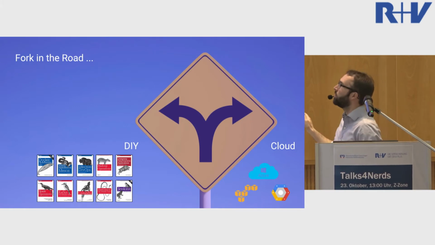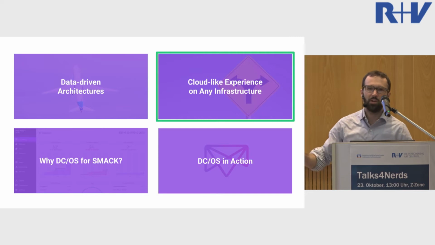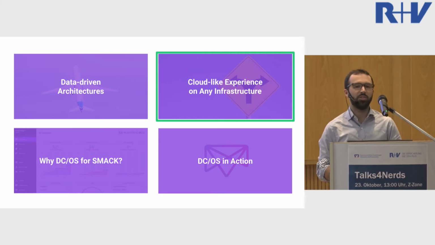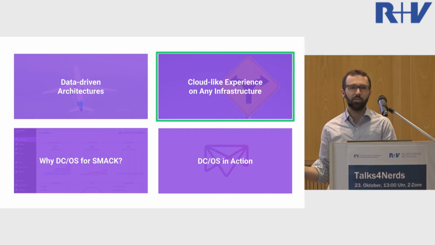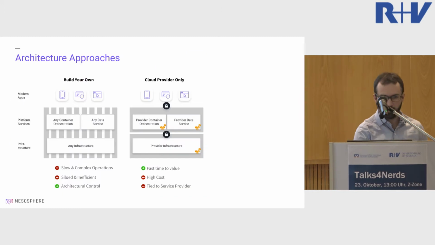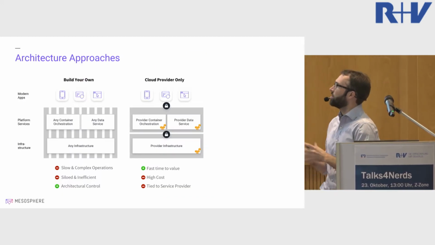But then you're moving to the cloud. And so there's kind of this fork in the road. So now I'm going to talk about that. So really what we'd like organizations to be able to do is get that cloud-like experience, but from any infrastructure, to not have to be potentially locked into a cloud. So getting back to that fork in the road, this is what a lot of organizations sort of get to.